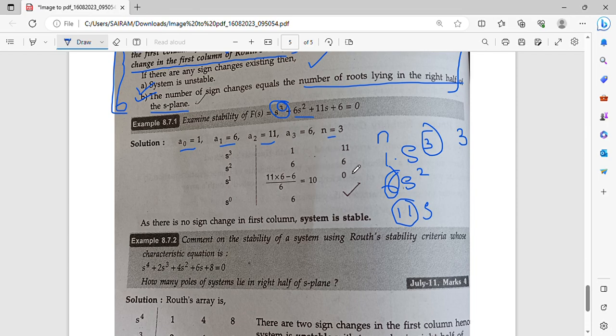Now how do you construct this? As I said, the first row is the even coefficients. So A0 is 1, A2 is 11, and you write them. Then the second row is 6 and 6, since A1 is 6 and A3 is 6. This is A1 and A3, and this is A0 and A2, and the rows are S3, S2, S1, S0.